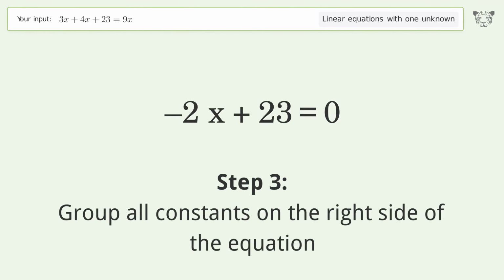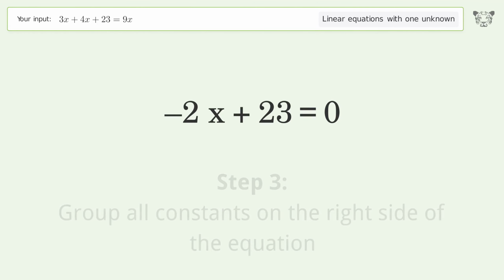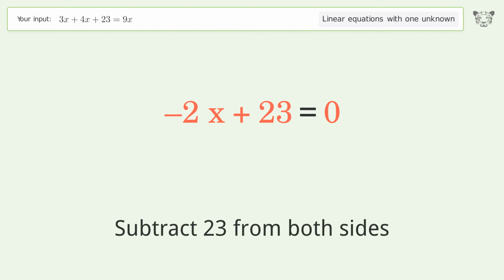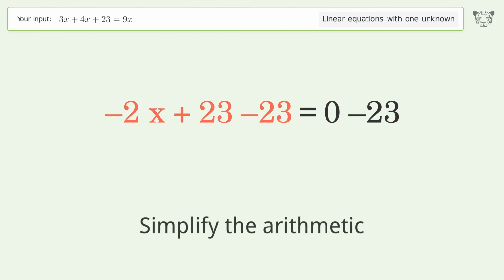Group all constants on the right side of the equation. Subtract 23 from both sides. Simplify the arithmetic.